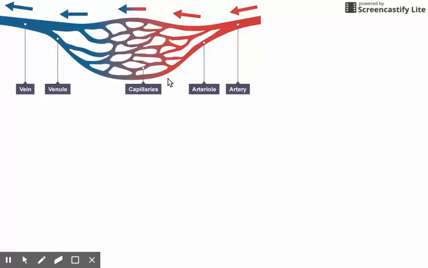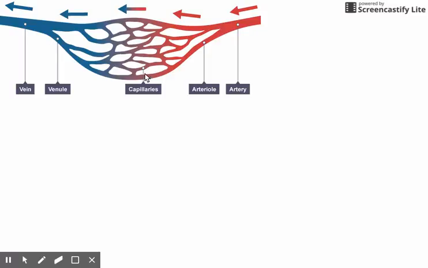Capillaries are the smallest of the blood vessels. They have extremely thin walls, only 1 cell thick. And due to that wall being so thin, it allows things like nutrients, oxygen, other substances to be able to pass through the walls very, very easily. So capillaries are a site of gas exchange and also nutrient and waste exchange between your blood and all of your living cells. So every cell needs to be close to a capillary.